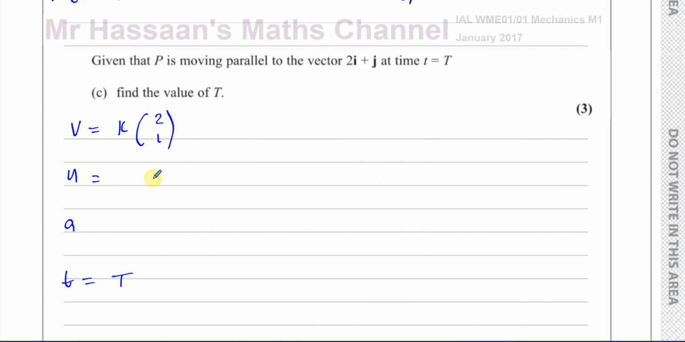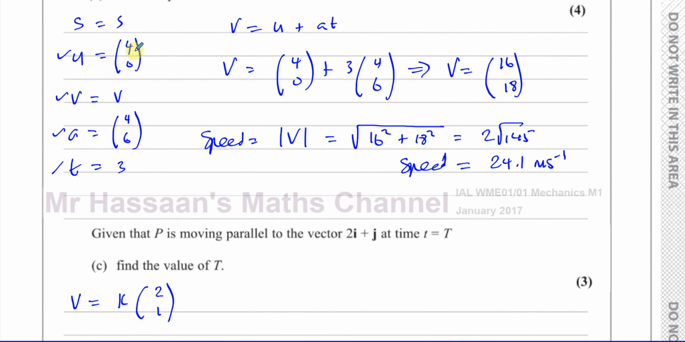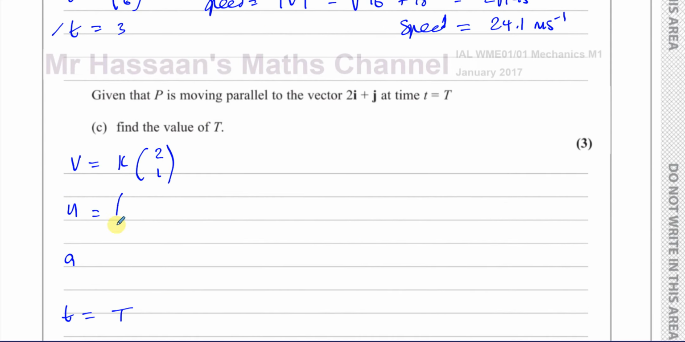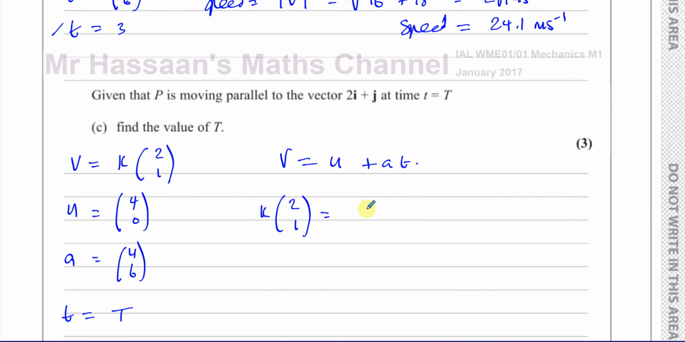The initial velocity is what we found originally, which is (4, 0), which they told us already in the question. And the acceleration is (4, 6), which we found in part A, the constant acceleration. So we can set up v equals u plus at equations here. So v equals k times (2, 1). u is equal to (4, 0). And you've got T times a, which is (4, 6).